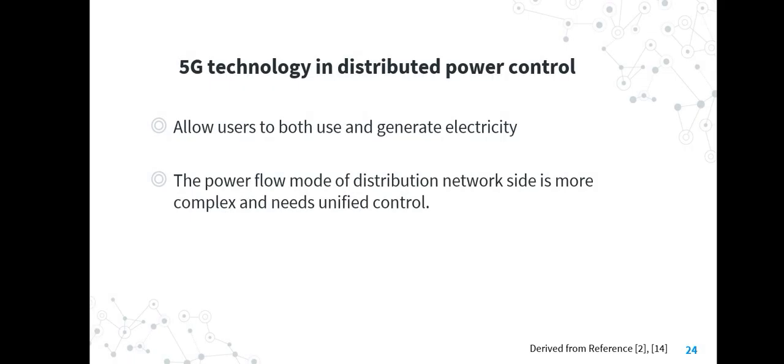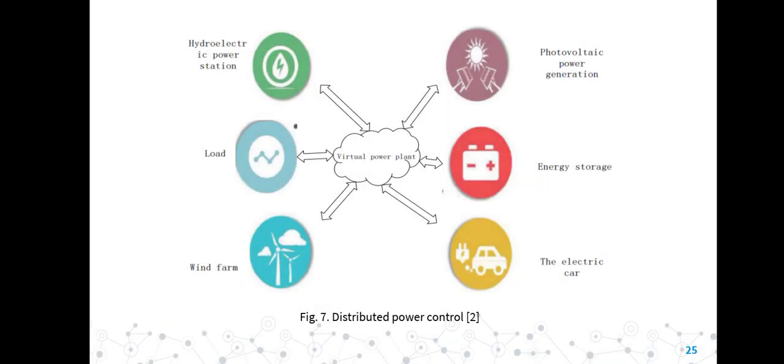Now, if we are using 5G technology, it allows users to both use and generate electricity. Apart from just using electricity, we could also generate electricity. So this is the first advantage. Secondly, the power mode of the distribution network is more complex and needs unified control. This unified control can be achieved by the use of 5G technology. So this is a figure of distributed power control using 5G technology.